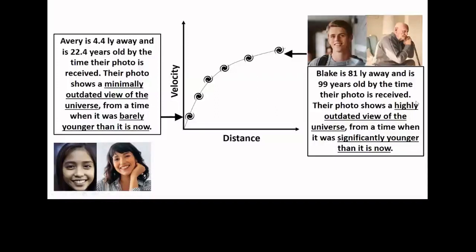On the opposite end, we have Blake. Blake is 18 in his photo, but is 99 by the time the photo is received. That's because Blake is 81 light years away, so Blake's photo is going to show a highly outdated view of the universe, and it's going to be significantly younger than the universe right now.